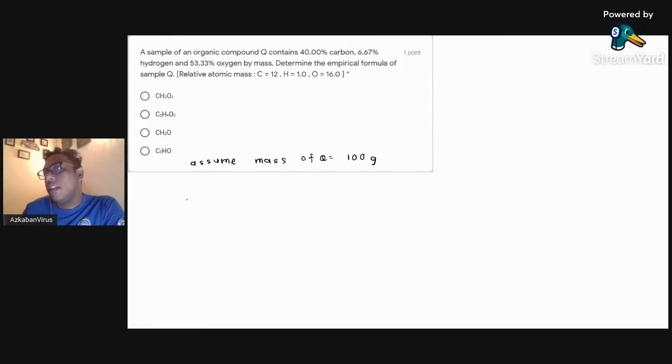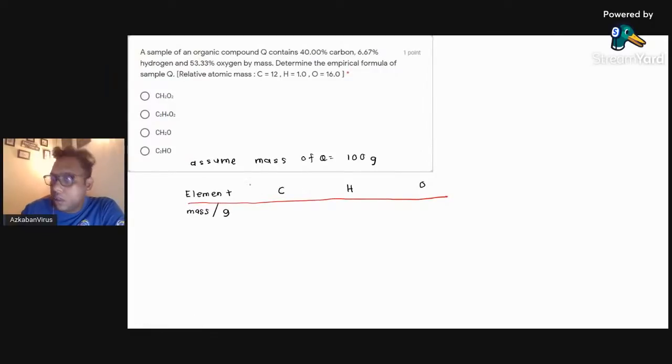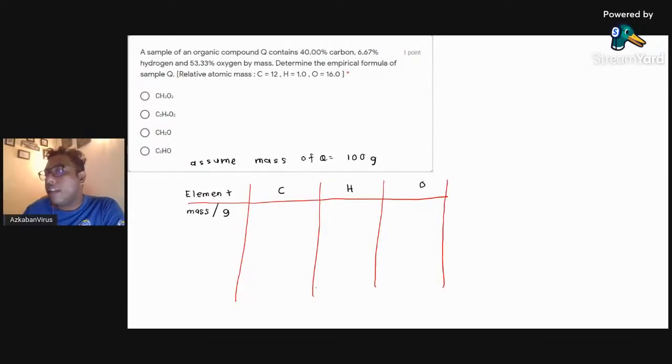Okay, so kita letak dulu elemen. Carbon, hydrogen, oxygen. Kita letak mass dalam gram. Boleh revise teruslah ni kan.